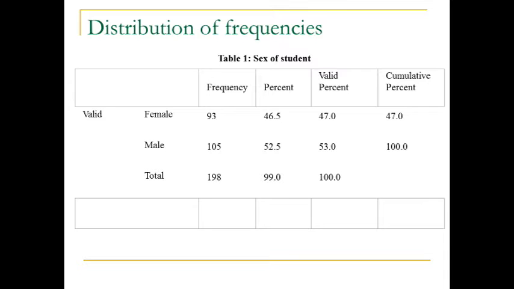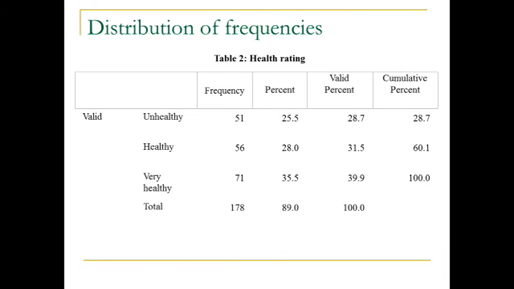and I will get on to valid percents later on. In this very made-up example, we're going to be looking at the way that we can use sex to predict somebody's health rating. In the frequency table here, we can see that in our sample, 51 of our 178 participants said they rated themselves as unhealthy, 56 rated themselves as healthy, 71 rated themselves as very healthy, giving us a total of 178 observations in our data set.